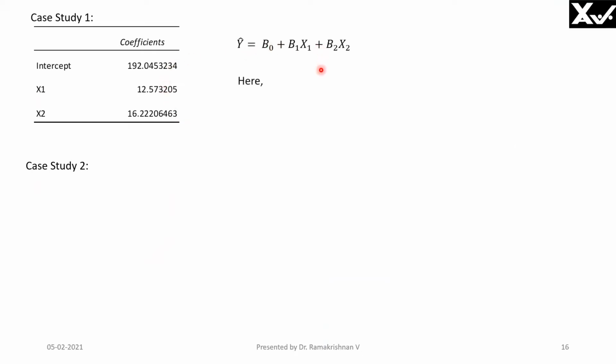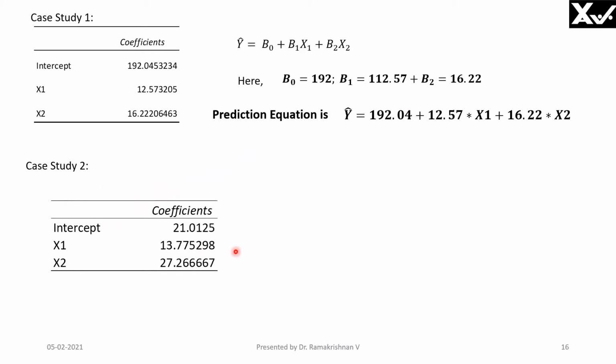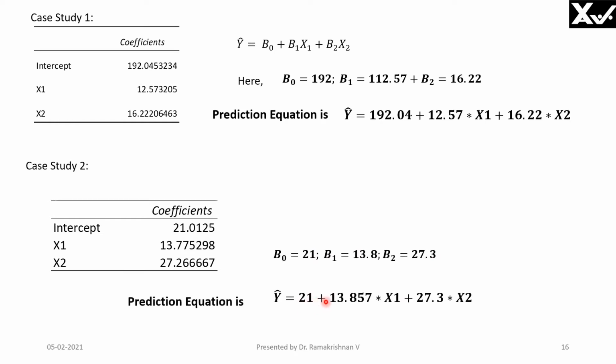Now we have done two case studies. The equation we have obtained, you can go through the last video to see how we obtained this equation. This prediction equation is nothing but B0 plus B1x1 plus B2x2. Right? Now for another case study, we have got the coefficients as 21, 13.8 and 27.3. And therefore the equation is 21 plus 13.8 x1 plus 27.3 x2.